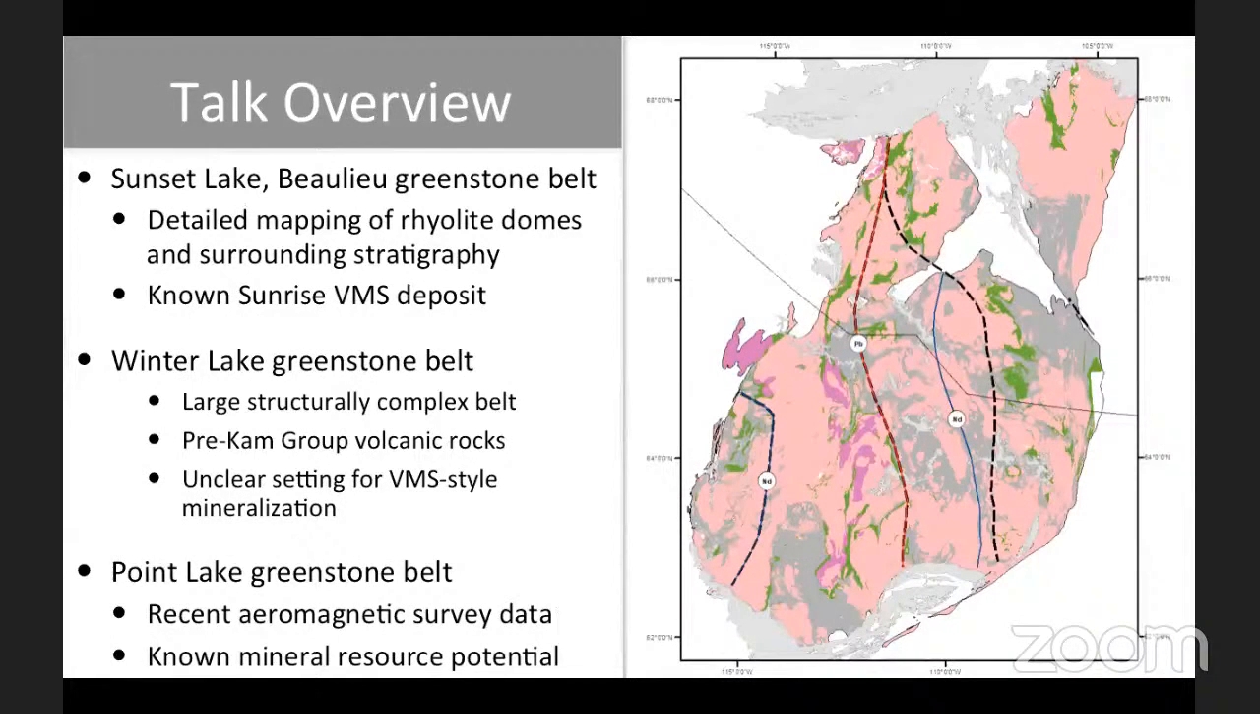So today, I'm going to highlight 3 different areas of study that are helping us move towards understanding volcanogenic massive sulfide mineralization in the Slave Craton. I'm going to start by discussing details of mapping of felsic volcanic rocks in the area of the Sunrise VMS deposit in the Beaulieu Greenstone Belt. So that's the southern Sunset Lake area. Then I'll move north into a study of mafic volcanic rocks and VMS-style bedrock geochemical anomalies in the Winter Lake Belt. And finally, I'll finish with a new project that I've just begun in the Point Lake area that's utilizing a new aeromagnetic survey.